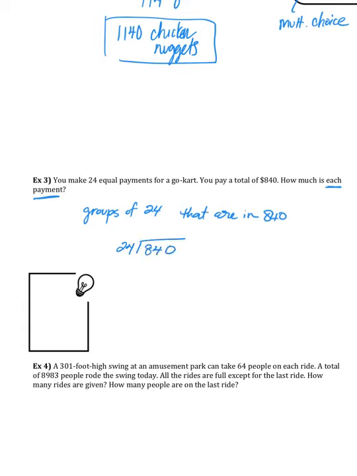We start out, we know 24 doesn't go into 8, so we need to look at 84. So 24 goes into 84 3 times. 24 times 3 is 72. Once we subtract this, we get 12. Carry down our 0. 24 goes into 120 5 times. So that's great. We end up with a remainder of 0. And so the quotient of 840 and 24 is 35. So each payment, it's always good to describe what our answer is talking about, is $35.